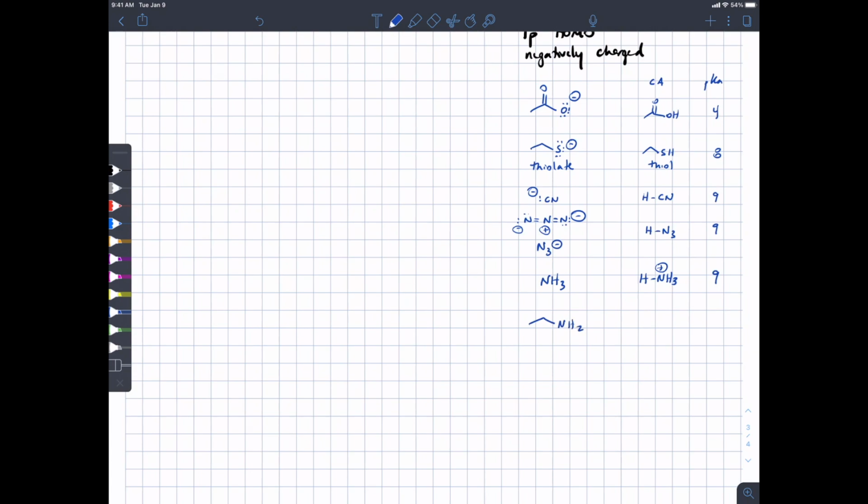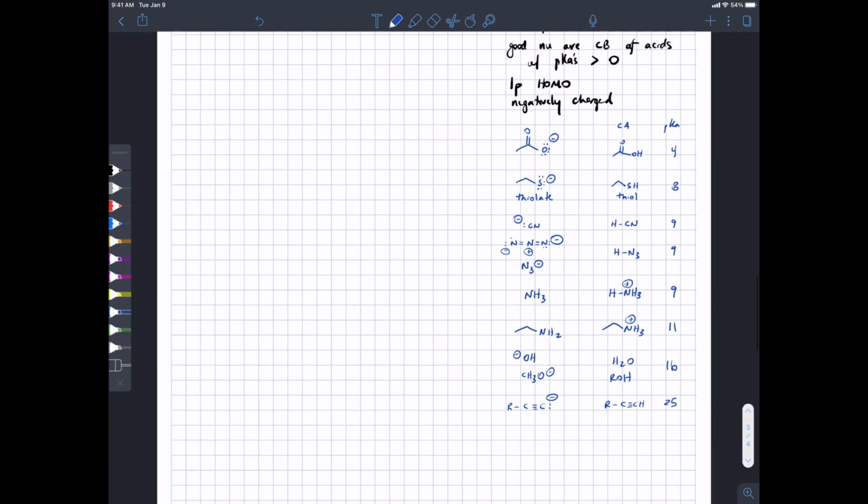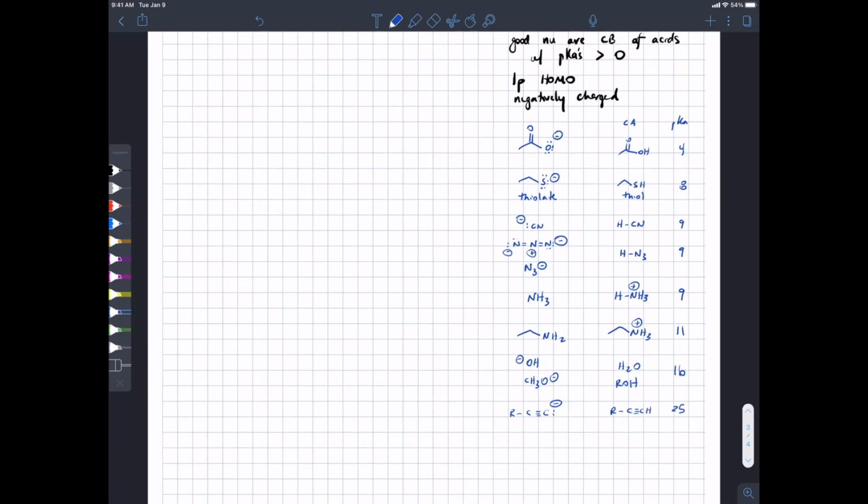A primary amine, the conjugate acid is this primary ammonium, pKa of 11. And we could include on our list things like hydroxide or alkoxides of various kinds. Their conjugate acids are water and alcohols, pKa of 16. One of the strongest nucleophiles we will encounter will be the conjugate base of an alkyne, which has a pKa of 25. So these are all molecules that you can think of as being good nucleophiles.